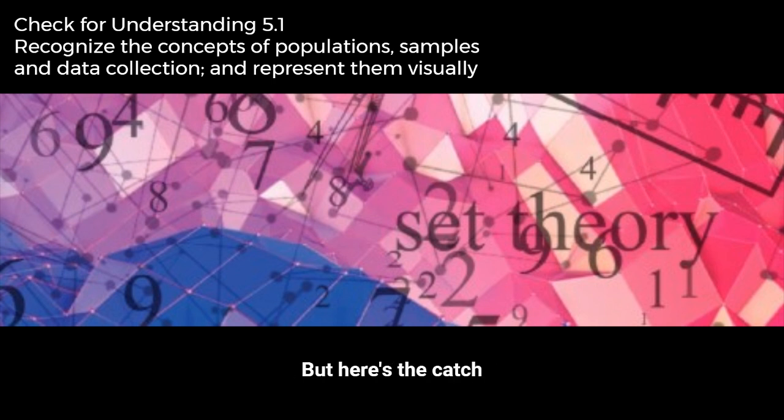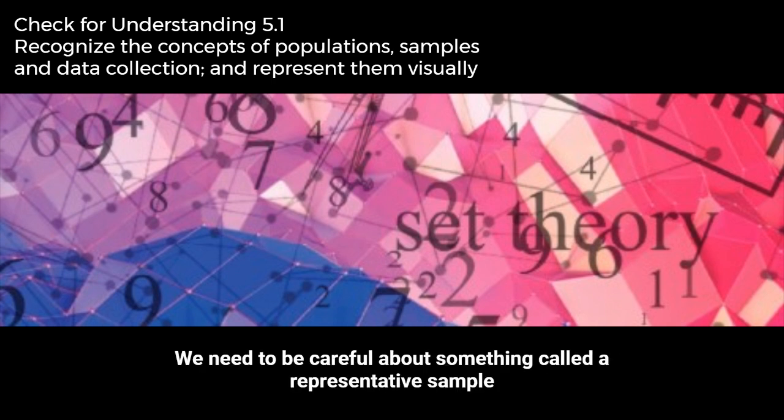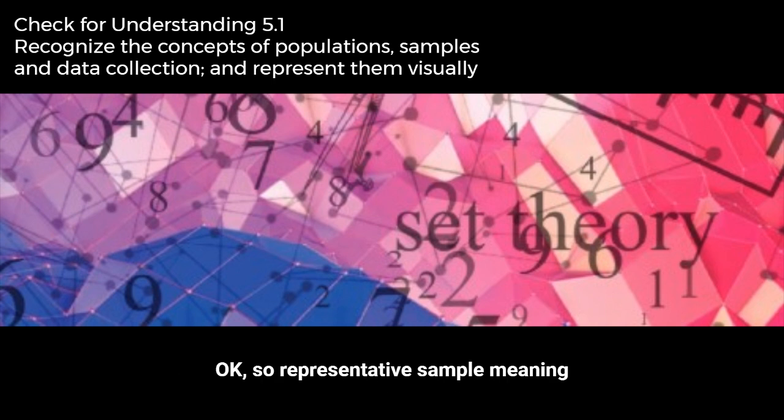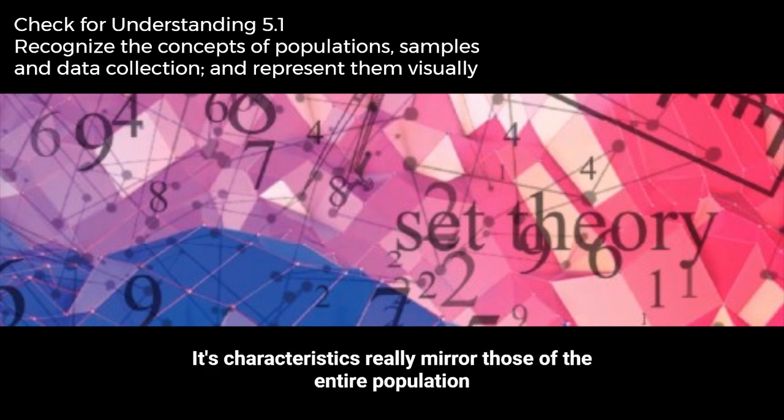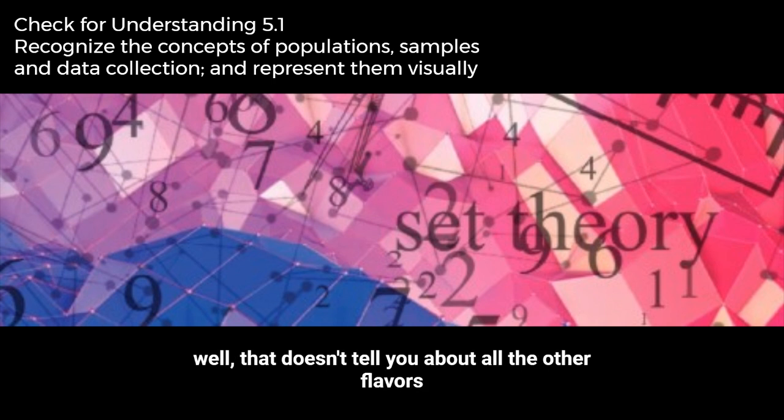Precisely. But here's the catch. That bite, that sample, needs to actually represent the whole dish. We need to be careful about something called a representative sample. Meaning its characteristics really mirror those of the entire population. Exactly. If your bite of food is just one ingredient, well, that doesn't tell you about all the other flavors.